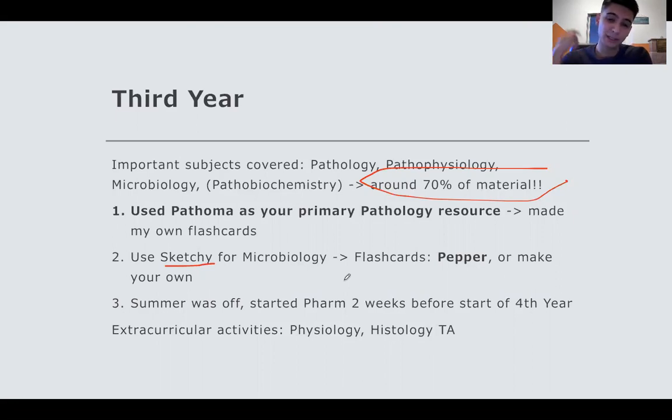So I wanted to at least start with cardiovascular pharmacology and extracurricular activity. Again, the best thing that I could do was doing the physiology teaching assistant. That helped me really to reinforce the material. It's definitely not a must, but just to tell you what I did in my third year.